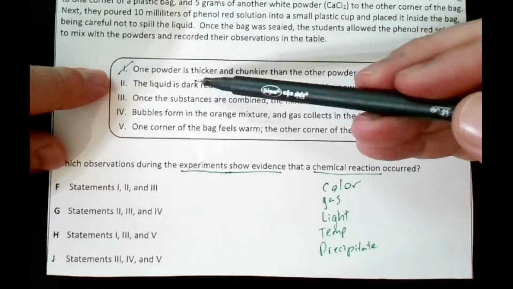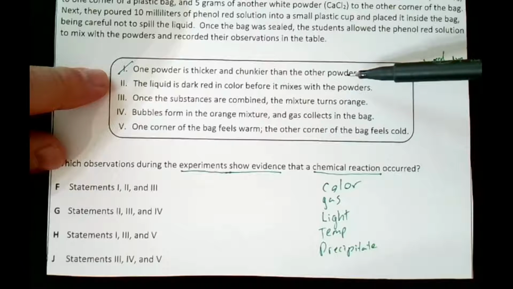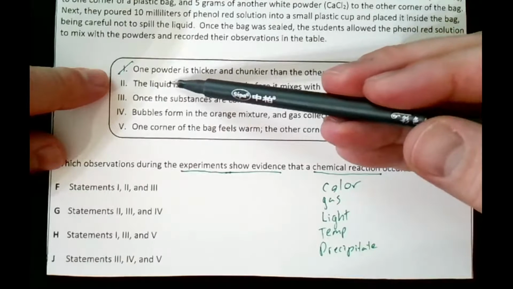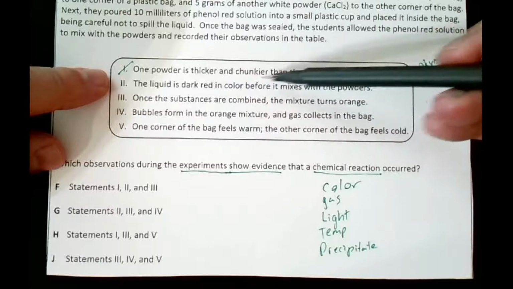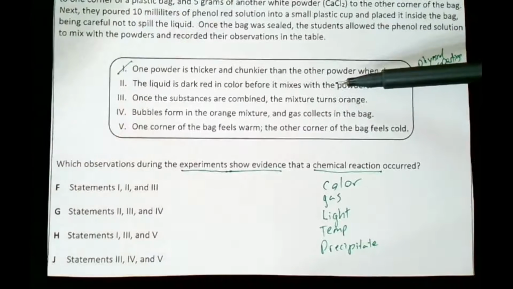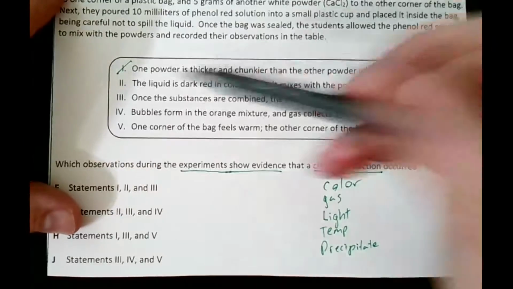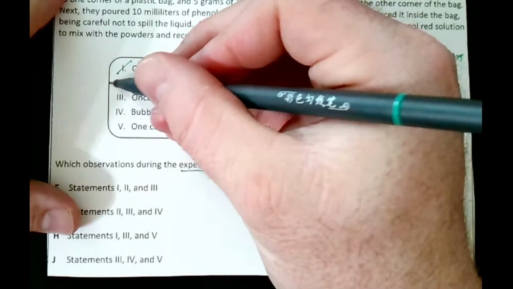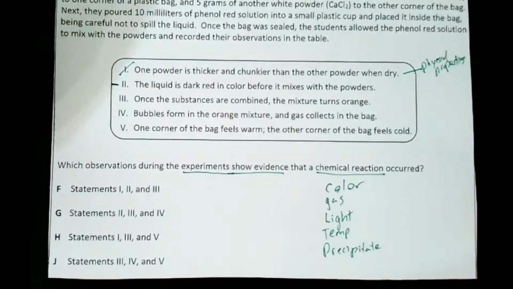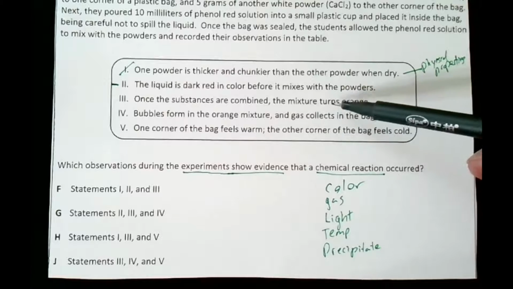Number 2, the liquid is dark red in color before it mixes with powders. Okay, so we have a maybe. Did it say that it did change color? It didn't say it, but that might be like a hint. So I can put a little line there, just in case, because the way it's worded is kind of tricky.